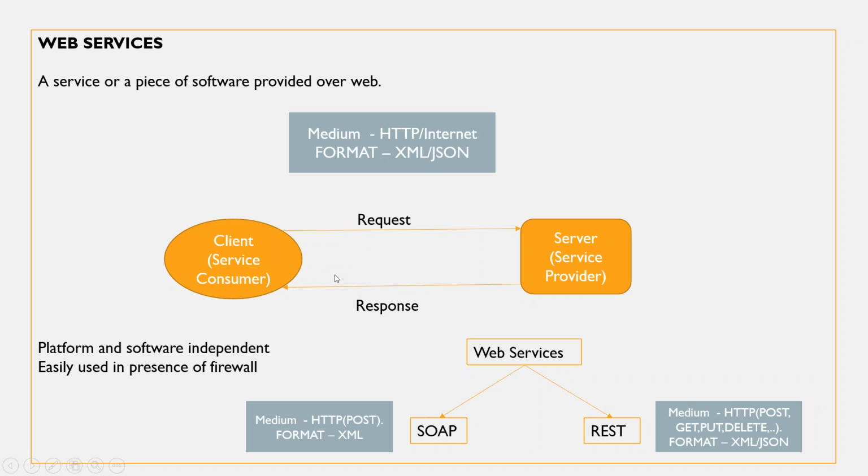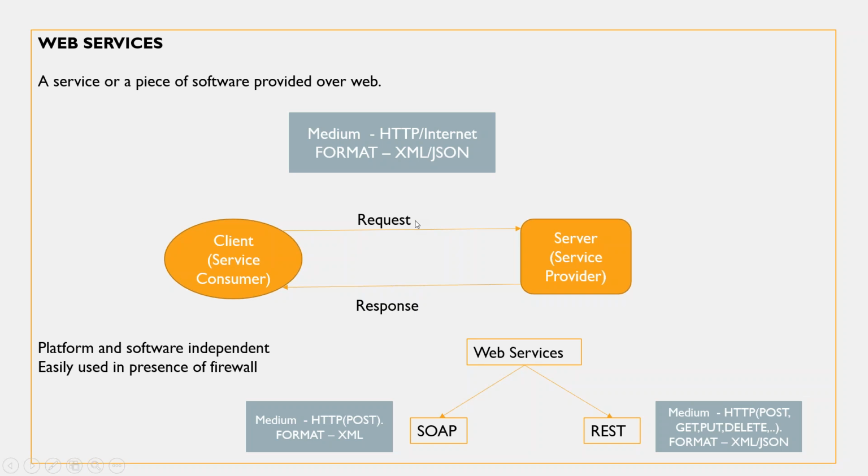In order to enable the communication, we need two things: the medium and the format. For example, consider a phone call. Here, to enable the communication, we need a phone, which is the medium, and a language understood by both callers, which is the format. So for web services to communicate with each other, they need HTTP or the internet as the medium and the language XML or JSON as the format.